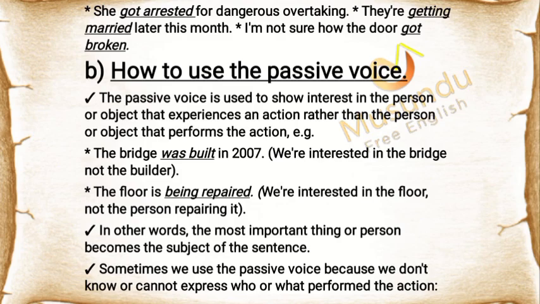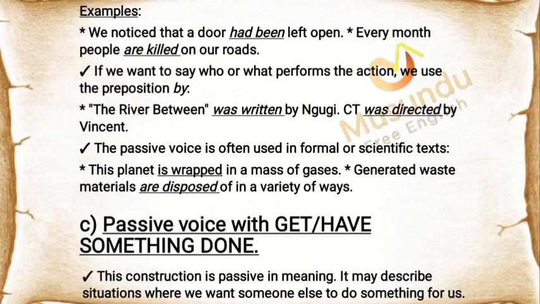Sometimes we use the passive voice because we don't know or cannot express who or what performed the action. We noticed that a door had been left open. Every month people are killed on our roads. If we want to say who or what performs the action, we use the preposition by. The River Between was written by Ngugi. CT was directed by Vincent.